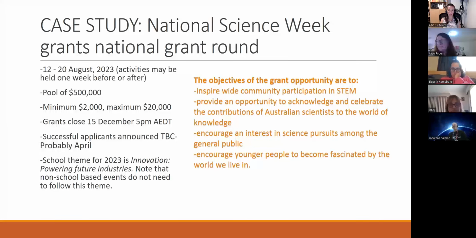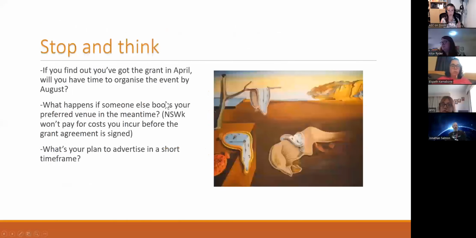The schools' theme for National Science Week in 2023 is innovation, powering future industries, but you don't have to follow the schools' theme for your event. If you want to, you can. If you're a school, you would follow this particular theme, or you can choose to follow the theme. But for this grant round, you do not have to follow that theme if you don't want to. I'm not going to read it out loud over here, but also when you read the instructions, you will see the objectives of the grant opportunity. And these are really, really critical to think about. Does my event fit these objectives?